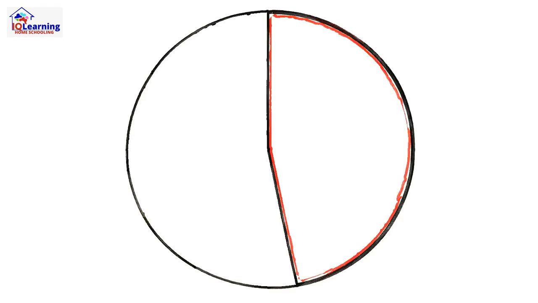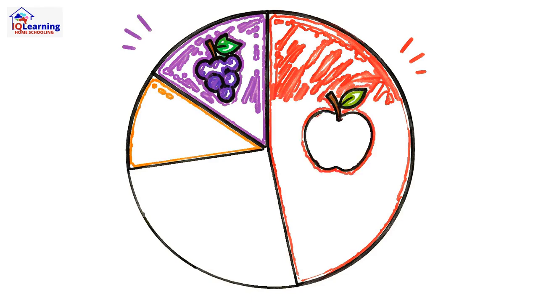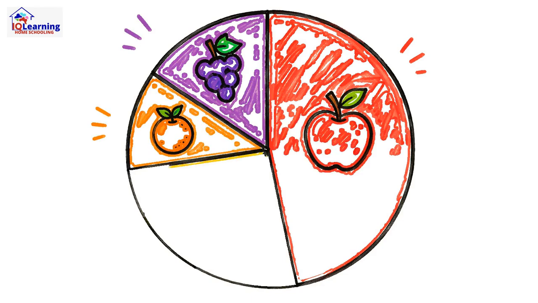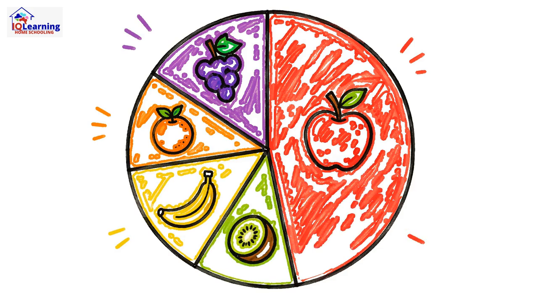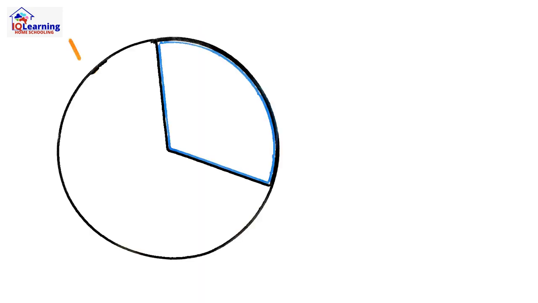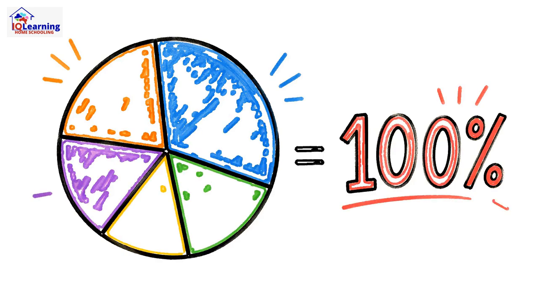Ever seen one of those colorful circles in a news report? That's a pie chart. It's not just a pretty picture, it's a story about a whole group split into its different parts. The bigger the slice, the bigger its share of the story. The golden rule is simple. All the slices must add up to 100%, the full pie.